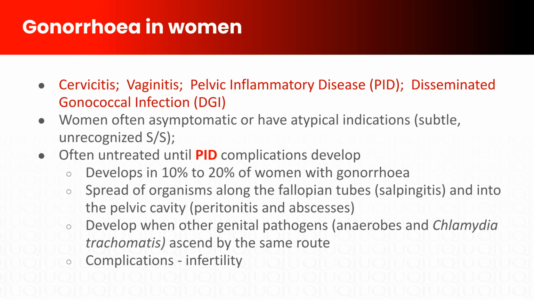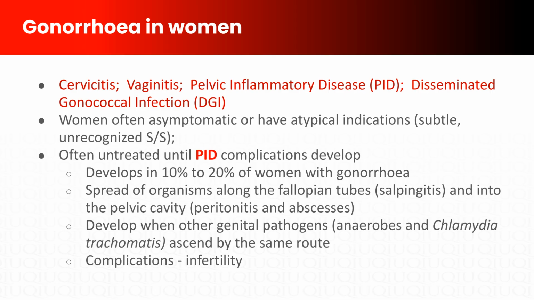Pelvic inflammatory disease is the most serious consequence of untreated gonorrhea in women, is the development of PID, which occurs in 10% to 20% of women with untreated gonococcal cervicitis. It occurs when the infection ascends from the cervix, spreading through the uterus, along the fallopian tubes, causing salpingitis, and potentially into the pelvic cavity, causing peritonitis and abscess formation.